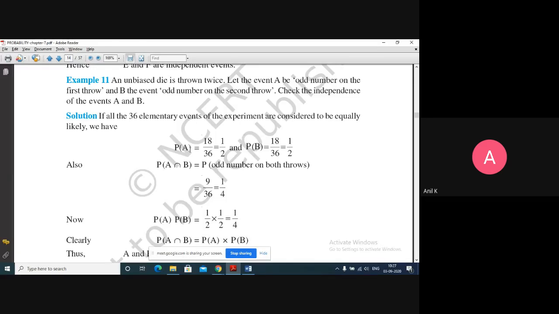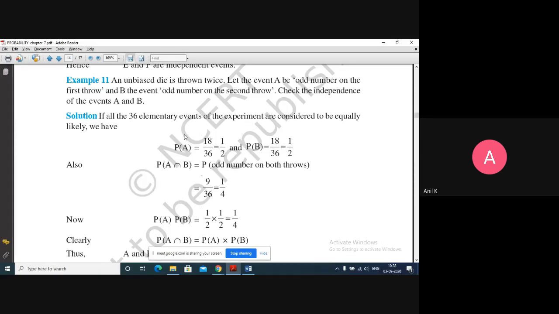Odd number on the first die. Now the next thing they ask is an odd number on the second throw. How many will come? That is also 18, I think. 18 even and 18 odd will be there out of 36. P of A we got is this one, and P of B we got is this one: 1 by 2, 1 by 2.